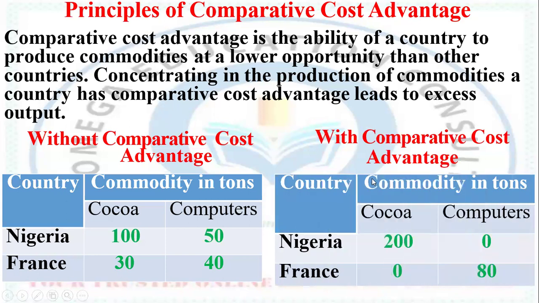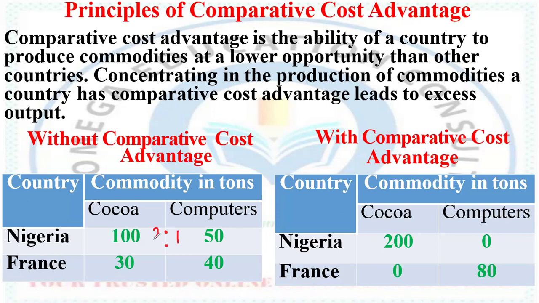So we are comparing the opportunity costs of producing cocoa and computers. So the ratio is going to be that if Ghana produces cocoa, it will forgo 50 tons of computers. Therefore, it should convert all the resources meant for the production of computers to that of cocoa. So the ratio here is going to be 1:50.